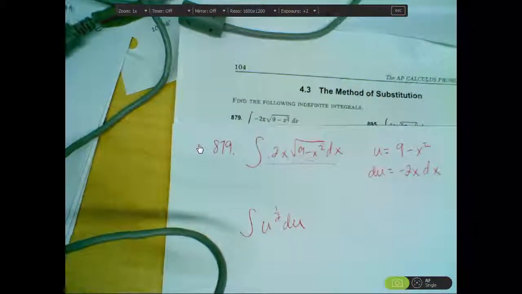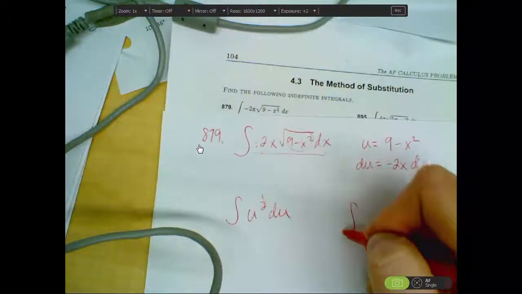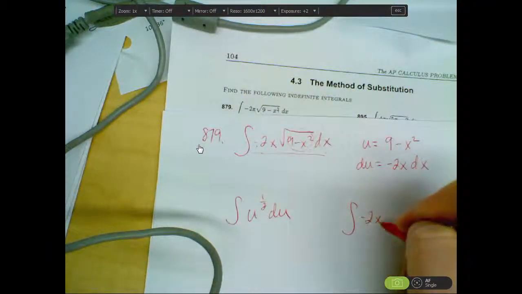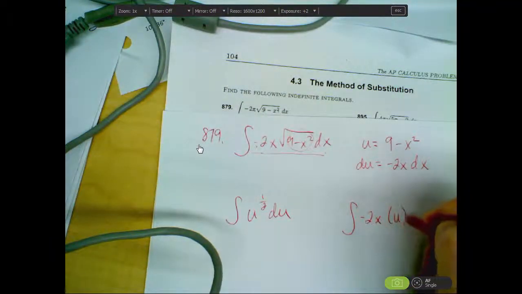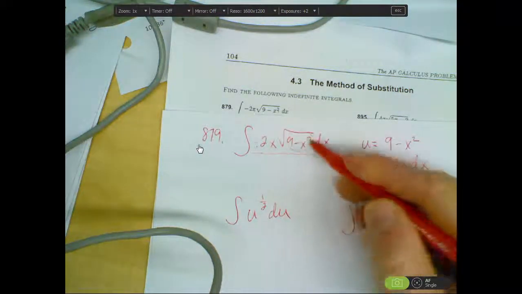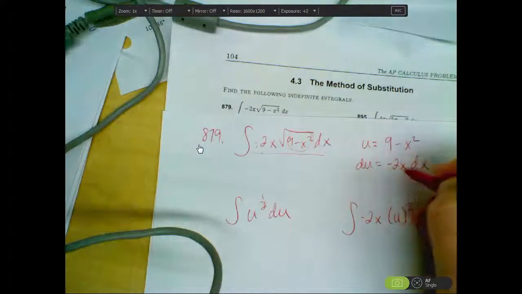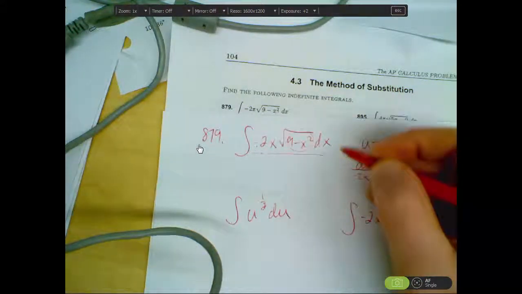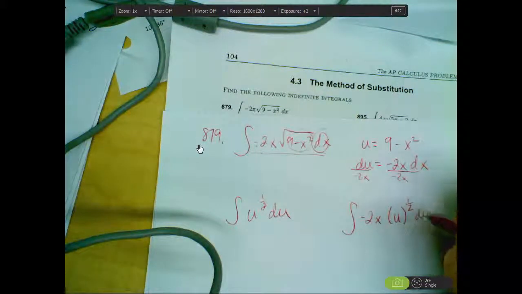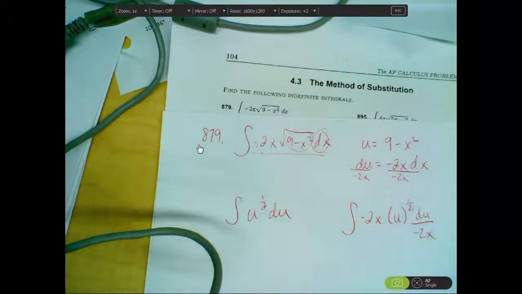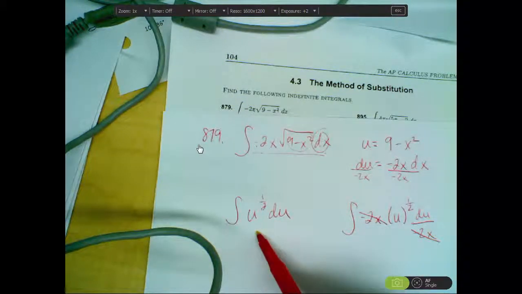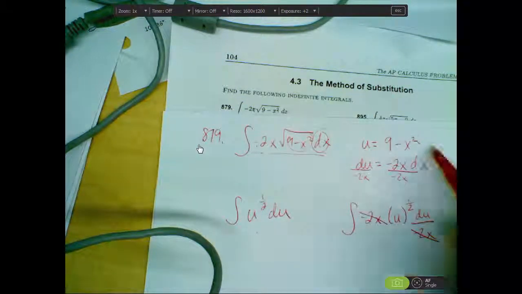du. If that doesn't make sense to you, then rewrite the original integral exactly the way it is, replacing 9 minus x squared as u, and then solve this for dx. Divide both sides by negative 2x. So now replace dx with du over negative 2x. Notice these cancel out, and you're just left with u to the 1/2 du. This is the hard part. Now it's just what we've always done.